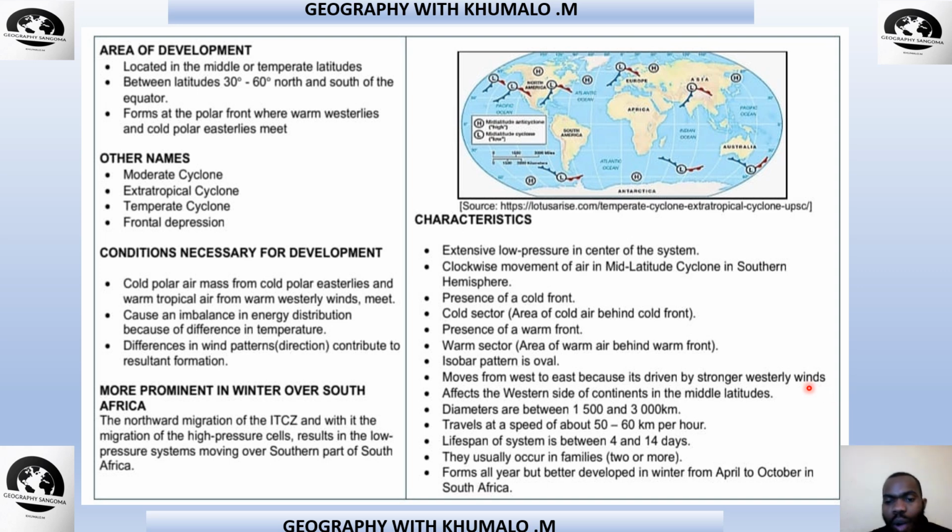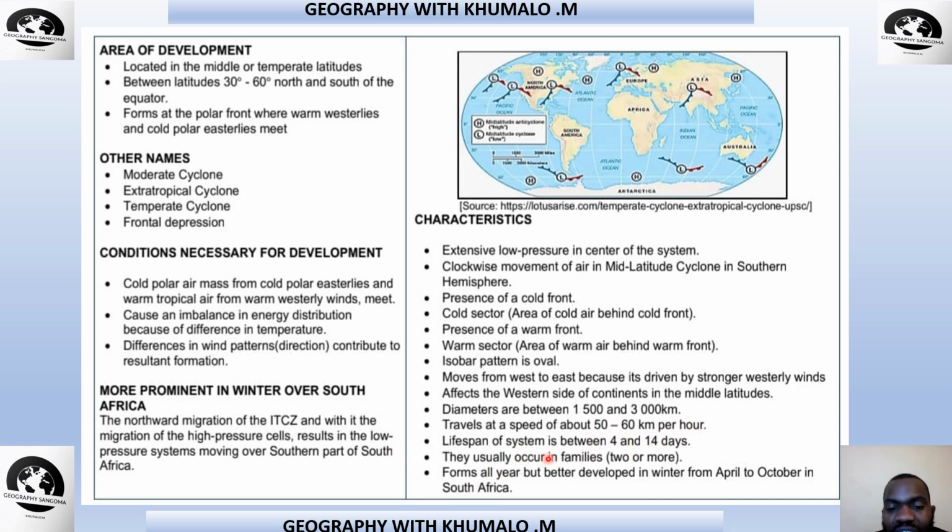As you can see, grade 12, the reason why our mid-latitude cyclone will move from west to east is because it's driven by the strong westerly winds. It doesn't matter whether it's in the northern hemisphere or in the southern hemisphere, it's going to move in the same direction, which is from west to east, because it is driven by the strong westerly winds. And then it affects the western side of the continent in the middle latitude, and the diameter is between 1500 and 3000 kilometers. It travels at a speed of about 50 to 60 kilometers per hour.